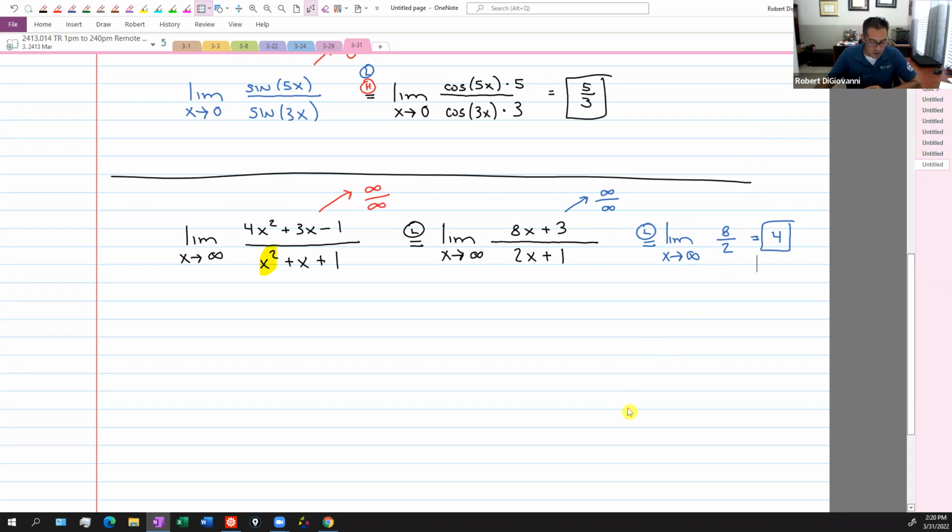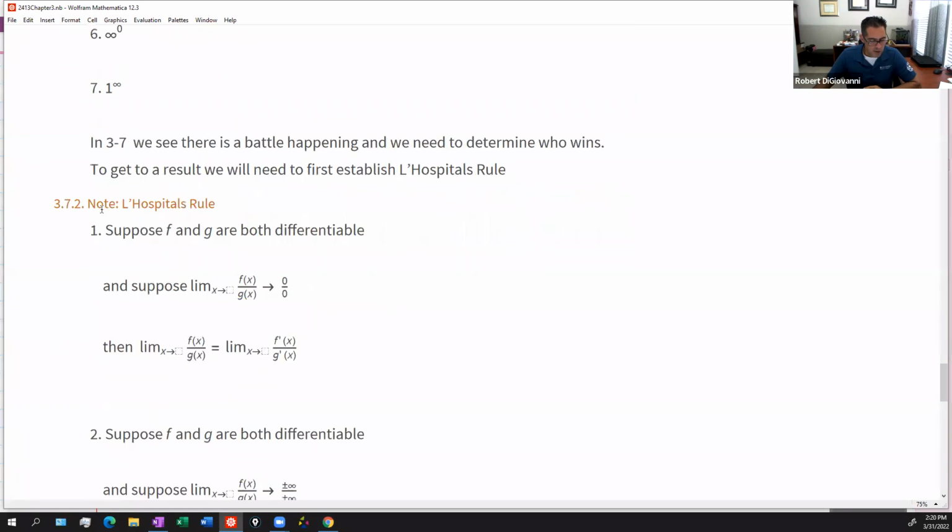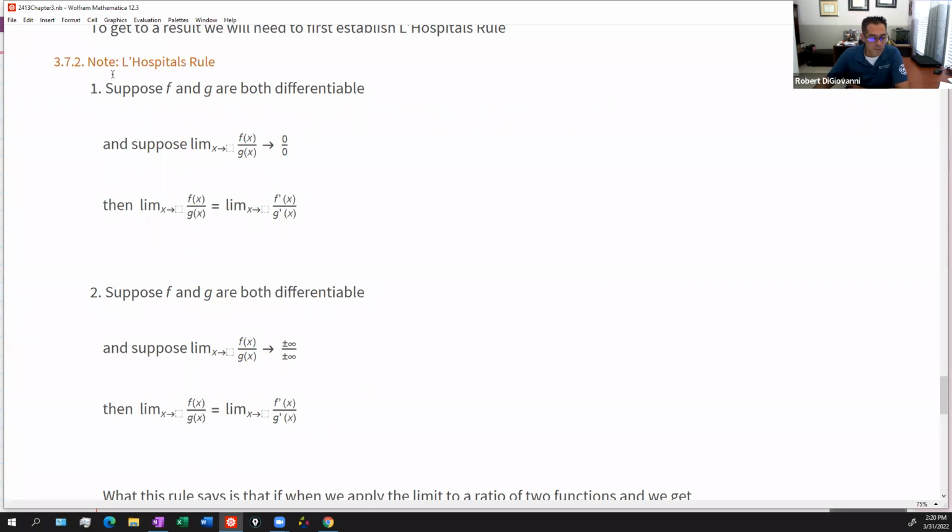So let's look at the formal L'Hopital's rule. Here it is. Suppose you have two functions that are both differentiable. Let's not get too bogged down on this. If you're taking a limit and you get 0 over 0, then all you have to do is take the derivative of the top and bottom and try that limit and see if it works out.